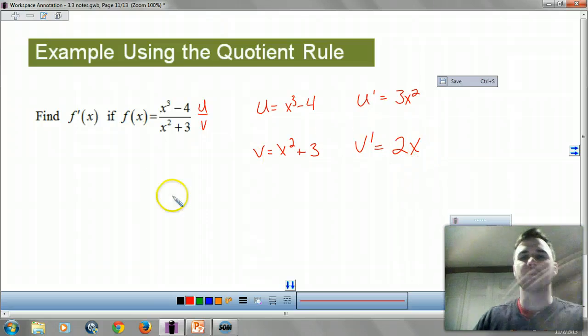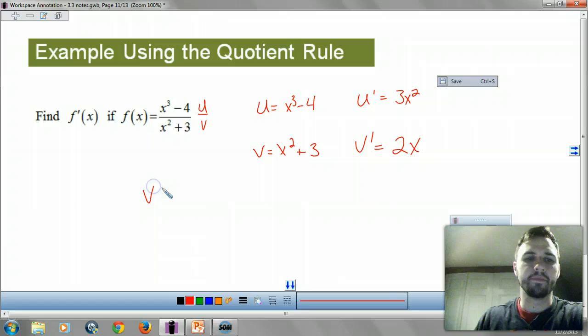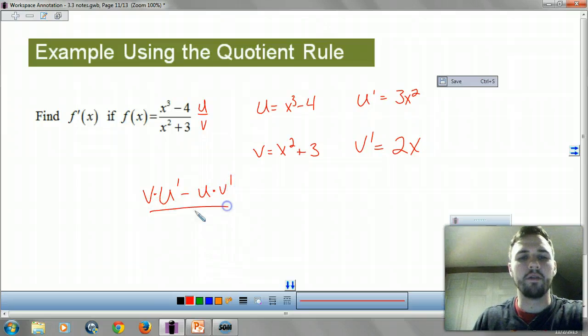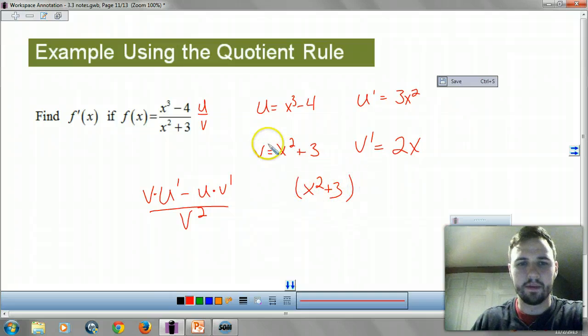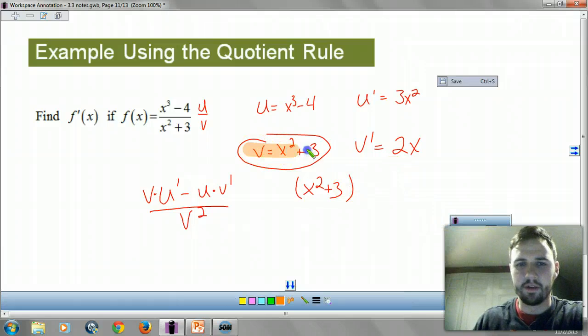Okay, now use my formula, which is the bottom times the derivative of the top minus the top times the derivative of the bottom, all over the bottom squared. Okay, so I need my v, x squared plus 3. That's my v, that's my v, that's my v, right?